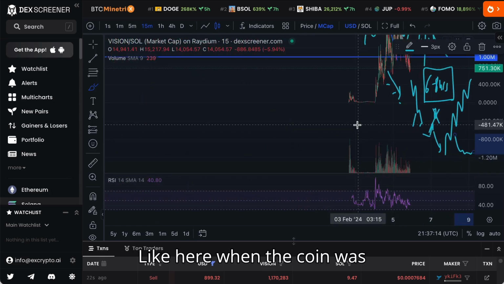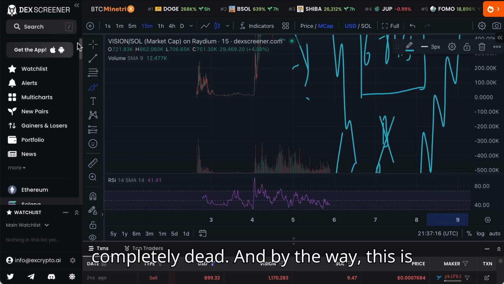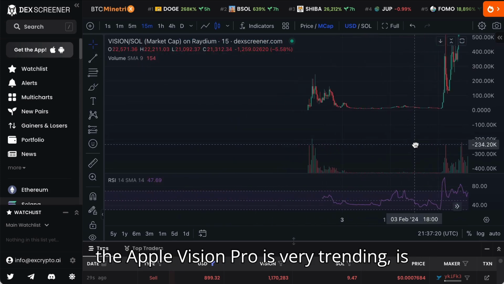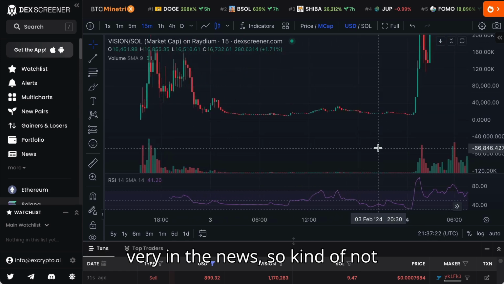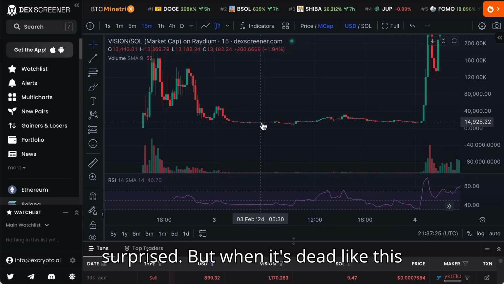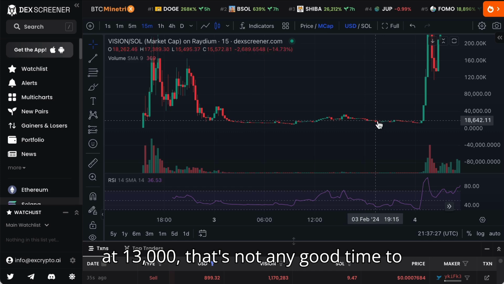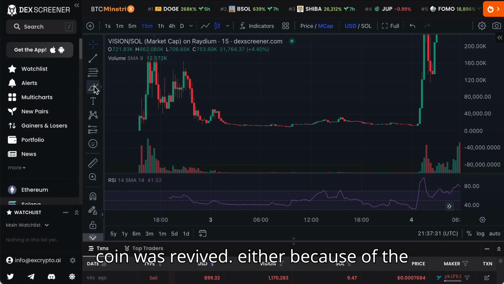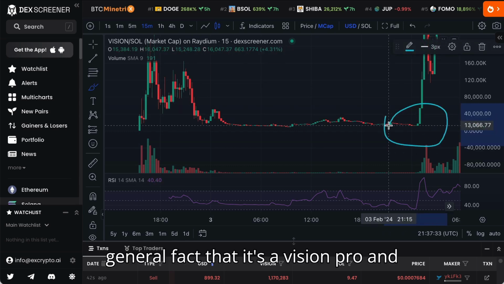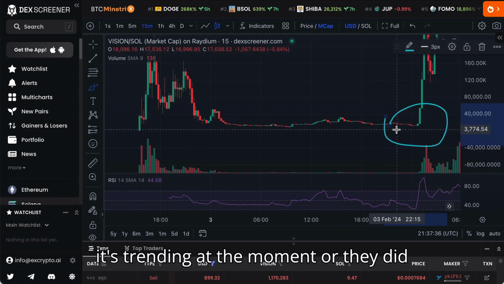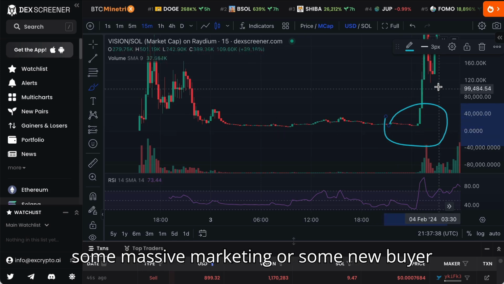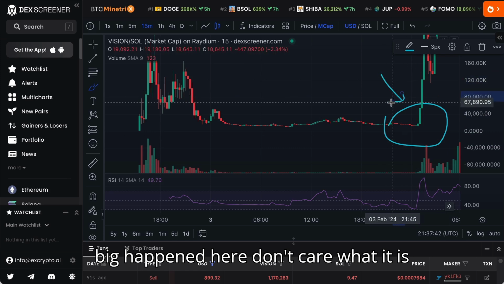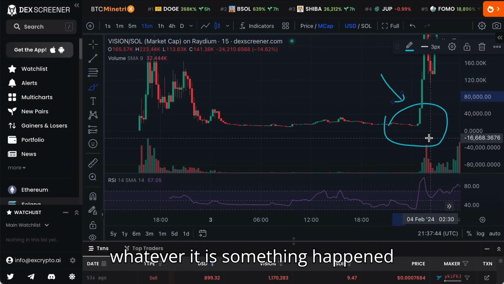Like here, when the coin was completely dead. And by the way, it's rare that a coin suddenly comes to life after being dead. But remember, this is the Apple Vision Pro. It's very trending. It's very in the news. So kind of not surprised. But when it's dead like this at 13,000, that's not any good time to do anything. That coin is dead. And this coin was revived either because of the general fact that it's a Vision Pro and it's trending at the moment, or they did some massive marketing, or some new buyer came in, or a community takeover. Something big happened here.